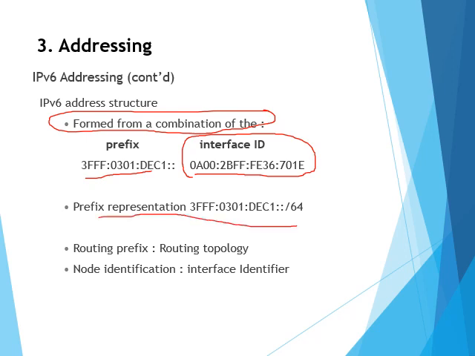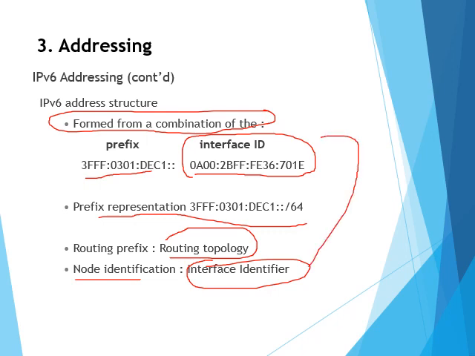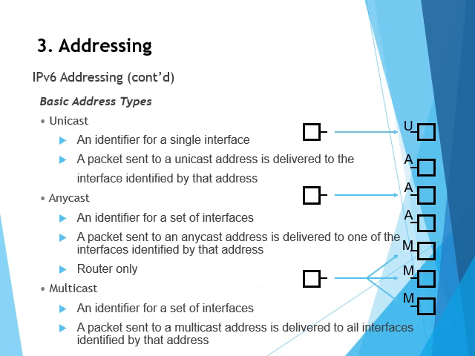Prefix representation: routing prefix for routing topology. Node identification: interface identifier. This is referring to the second part of the IP address.